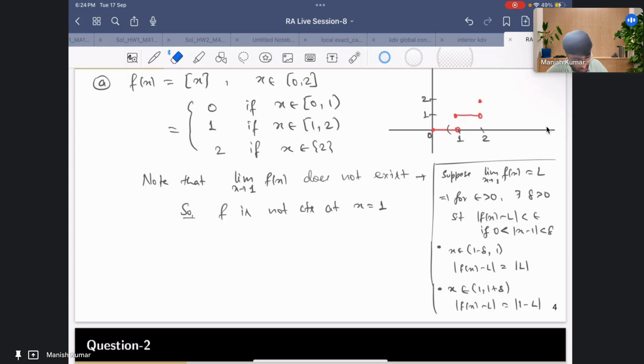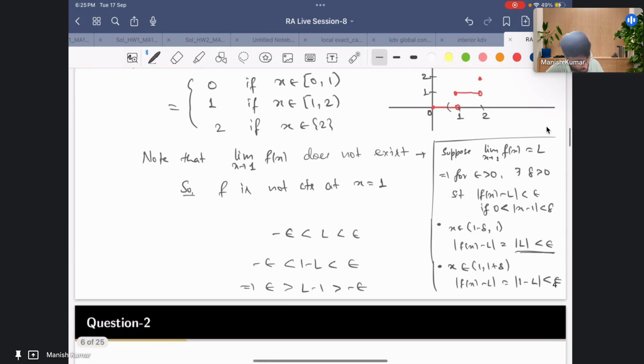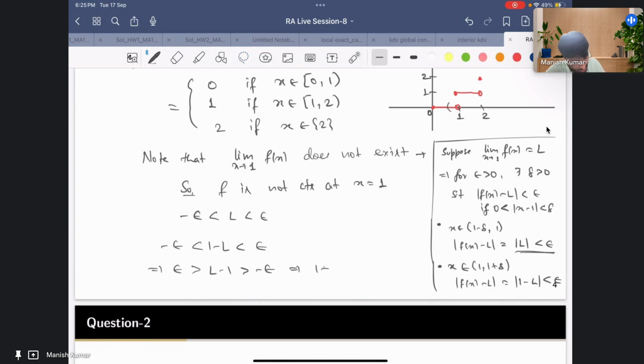So this will tell me what epsilon I need. Suppose this is less than epsilon, this is less than epsilon. By this condition I'll get this. So this tells you that L will be from minus epsilon to epsilon, and this condition tells you that 1 minus L will be from epsilon to minus epsilon. Let me first multiply by minus, and I'll get epsilon greater than L minus 1 greater than minus epsilon. Now I'll add 1. If I add 1, I'll get 1 minus epsilon less than L less than 1 plus epsilon, right? This is what I'll get.